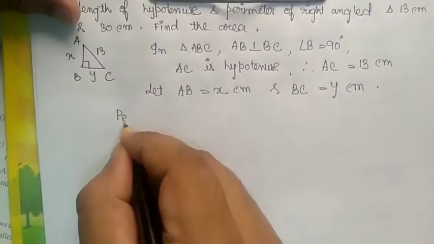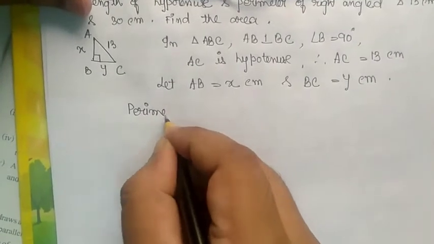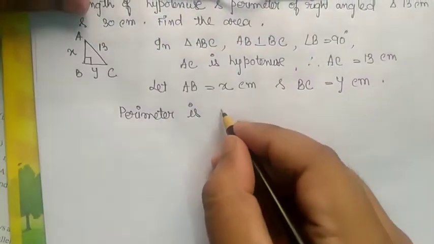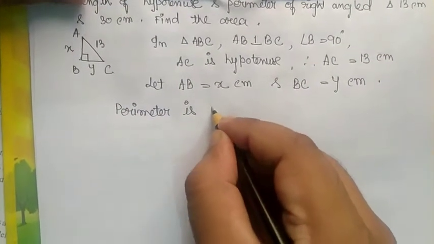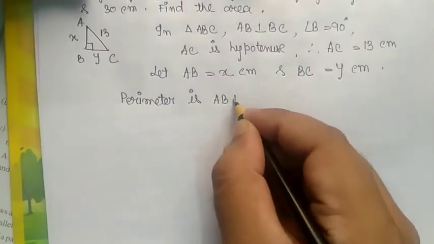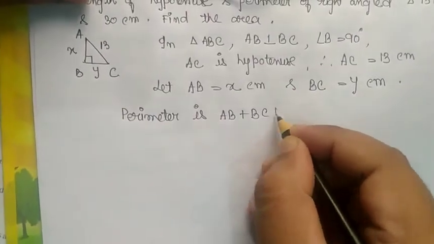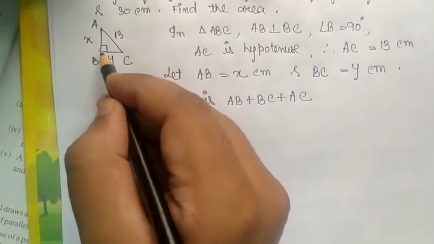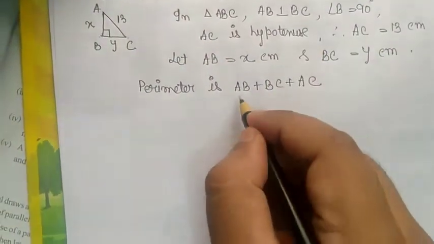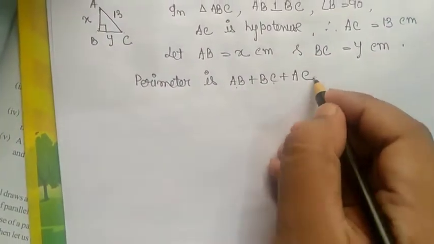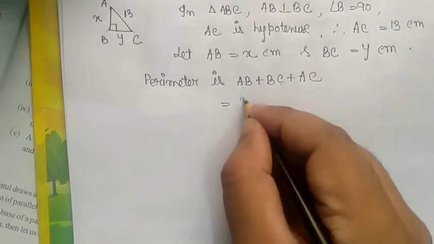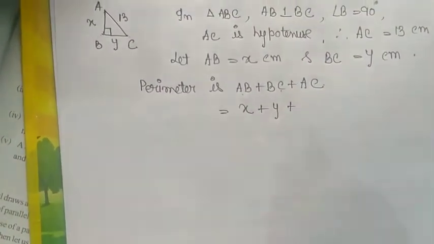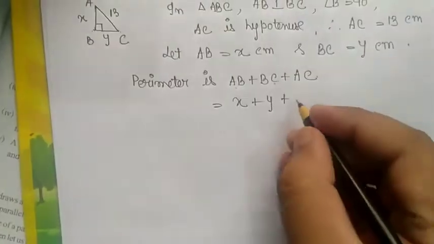So perimeter is AB plus BC plus AC. We know that perimeter of the triangle ABC means sum of the three sides. Sum of the three sides means AB plus BC plus AC. Now AB is x, BC is y, and we know that AC, the hypotenuse, is 13.